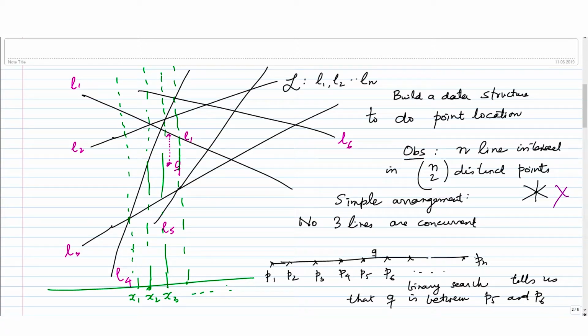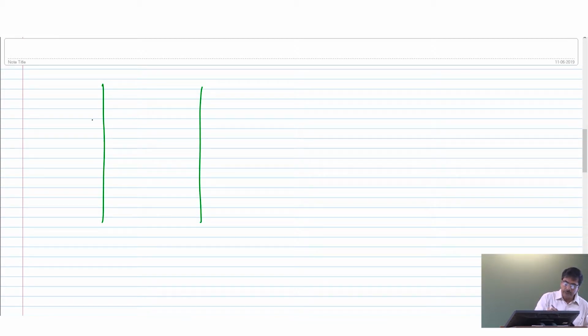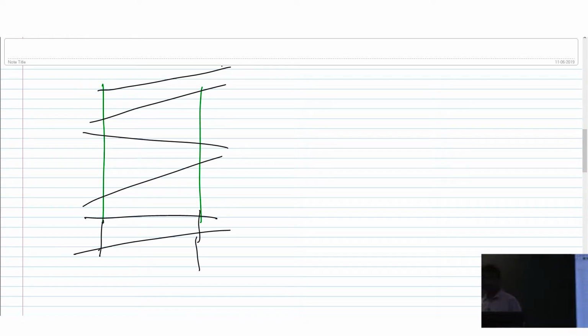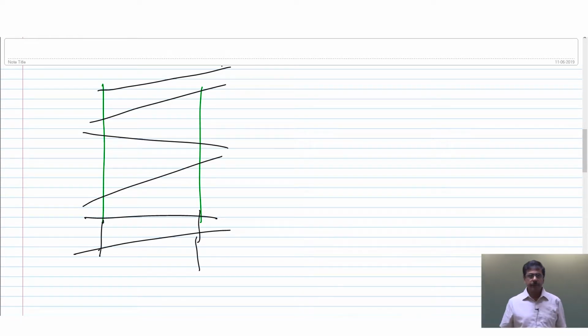So, let us call them vertical slabs. Within a vertical slab, if I expand this, I am just going to blow up this vertical slab. The situation looks something like this, and there are lines crisscrossing. There cannot be any intersection points here, right? No line can intersect, because if there was a line intersecting, I would have drawn a vertical line. So, they do not intersect.